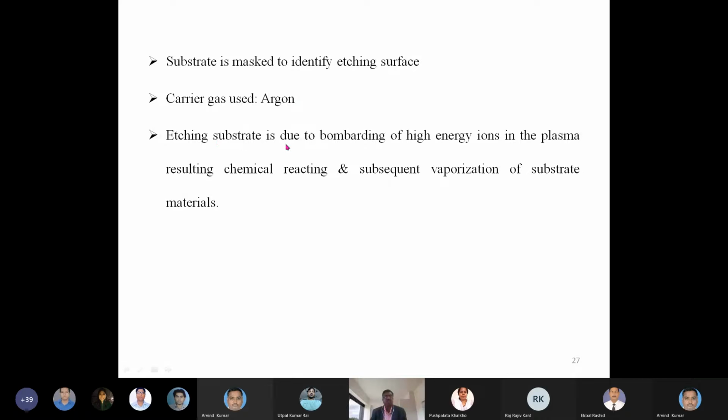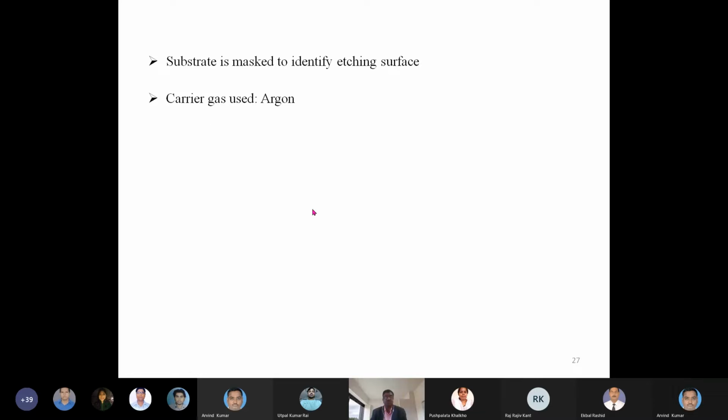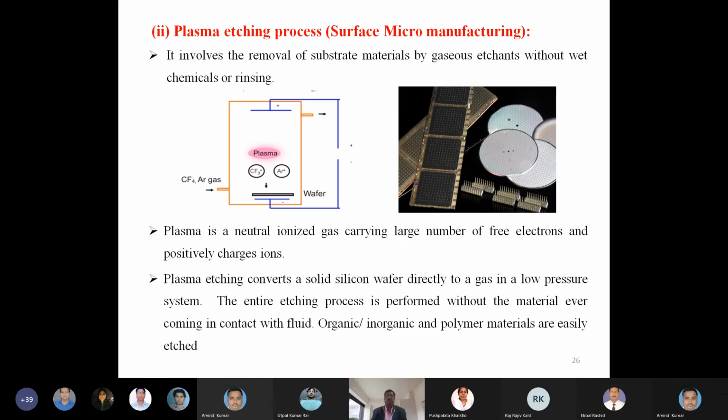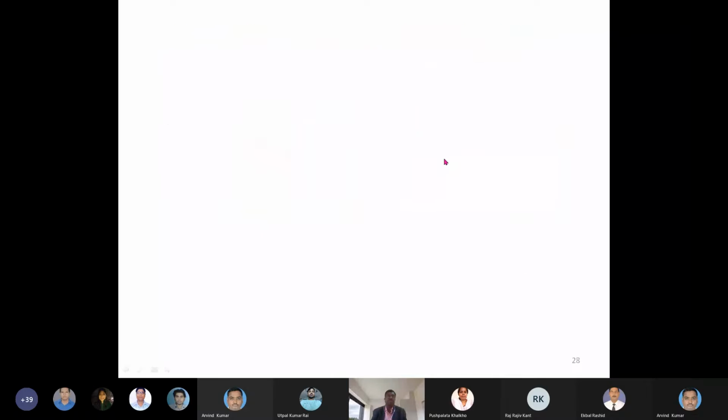The substrate is etched due to bombardment by high energy plasma ions, which react chemically, followed by vaporization of the substrate material. So the material is always evaporated inside the chamber, and correspondingly the holes become formed over here.